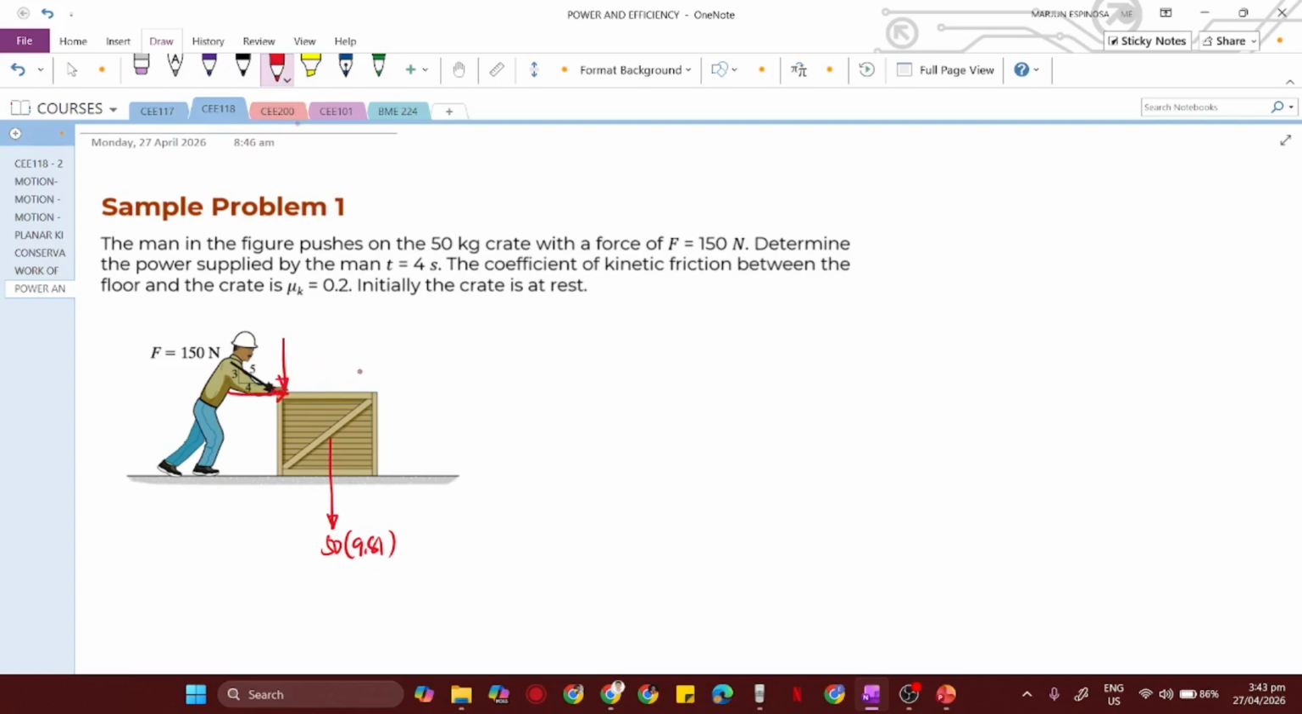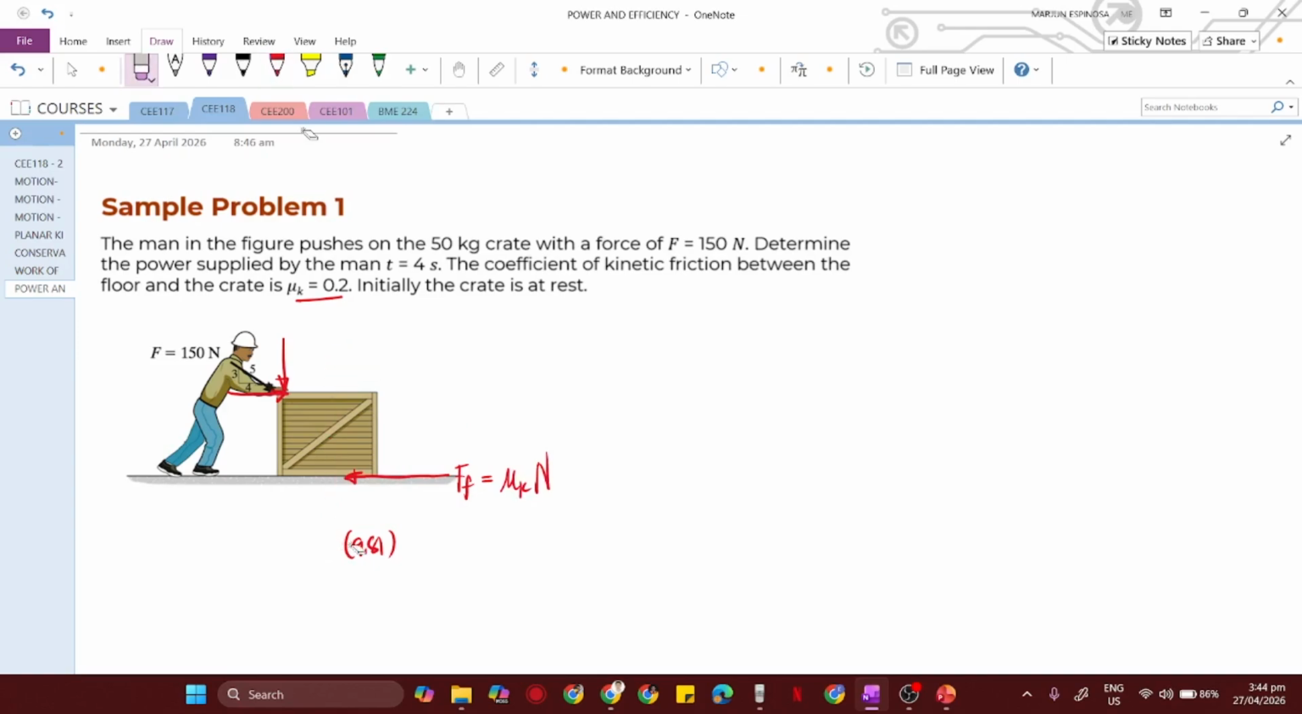Or vertical. Okay, and then since we are given with kinetic coefficient of friction, so expect that there is also a resisting force between this surface. So that is your frictional force. Okay, that is denoted as F sub F, or yung formula niyan is mu K, that is kinetic friction, times the normal force. So meron pa tayong normal force dito. Okay. Ito yung normal force.